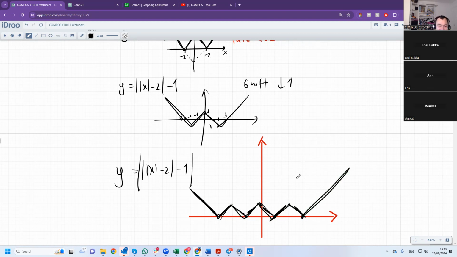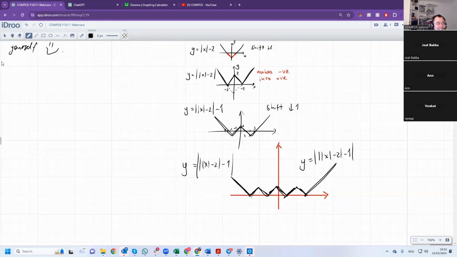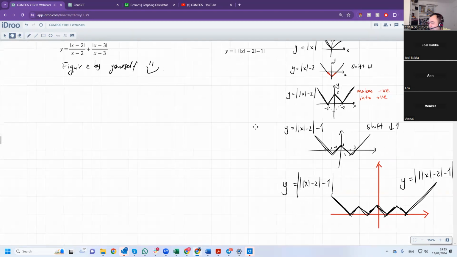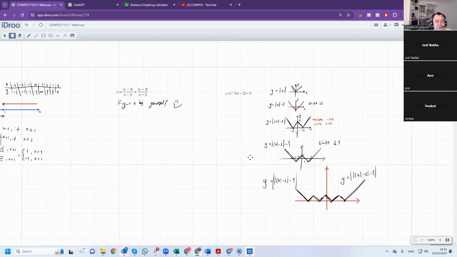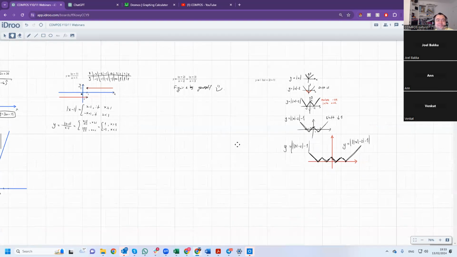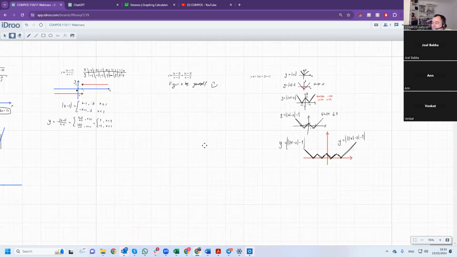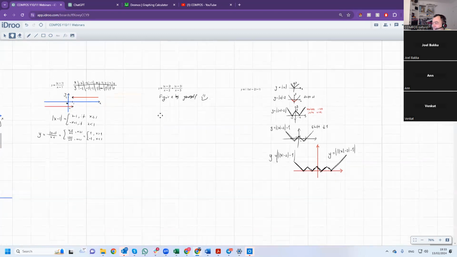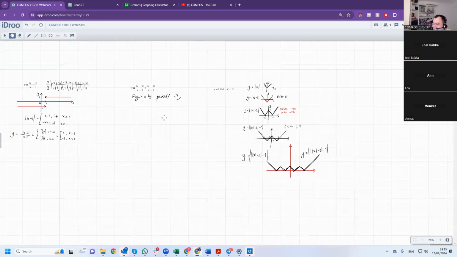This is the graph. This is the graph of y equals modulus, modulus, modulus x, modulus minus 2, modulus minus 1, modulus. I don't know. Type C if you find it cool. If you think it's cool. No C's. That's fine.